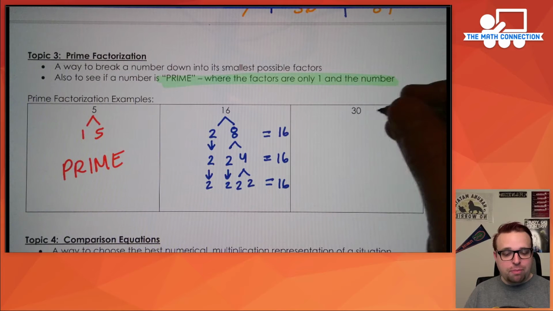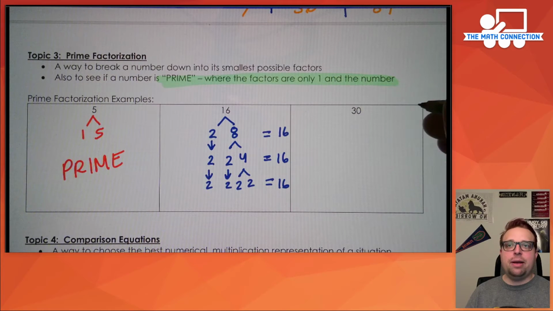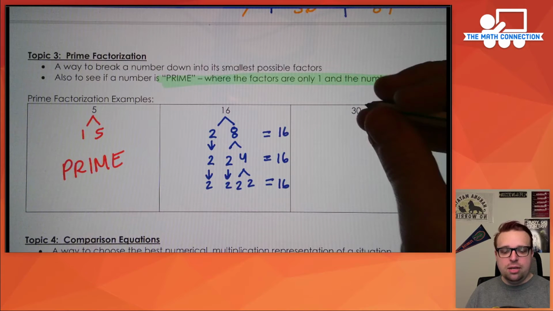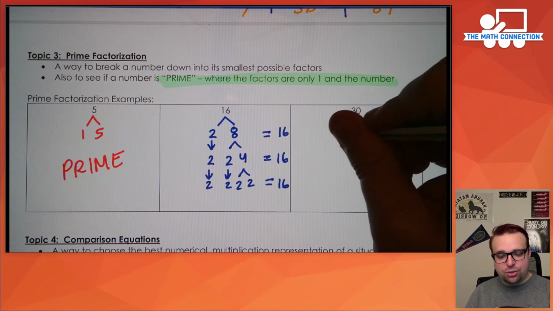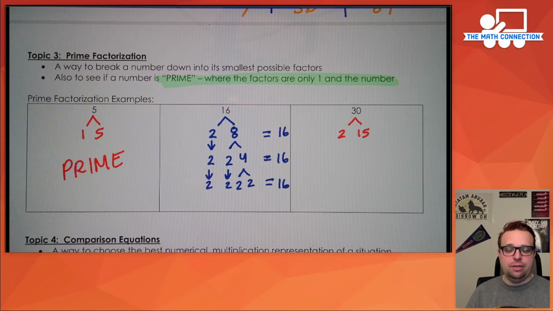Okay, so you should have paused the video. If you didn't, that's cool. It's not the easiest topic sometimes to understand. So 30 is an even number, so I like the fact that we could probably break 30 down by 2. So if I divide 30 by 2, that would be 2 times 15. Half of 30 is 15.